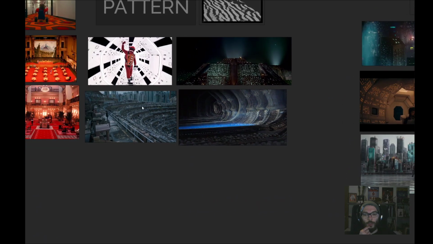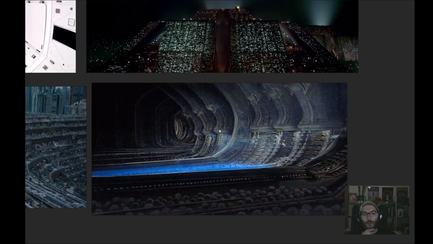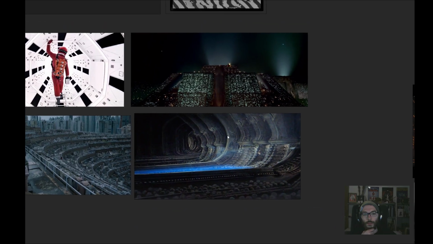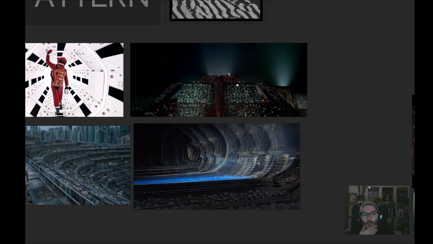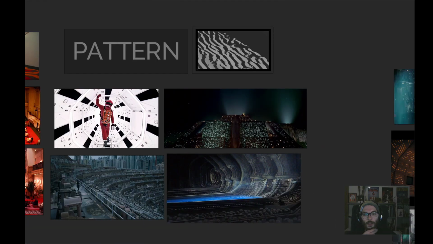You can see almost the same pattern here used in another sort of way. Just an amazing concept from Alien, the original one. I mean the first one. Again, Blade Runner and those patterns of light.